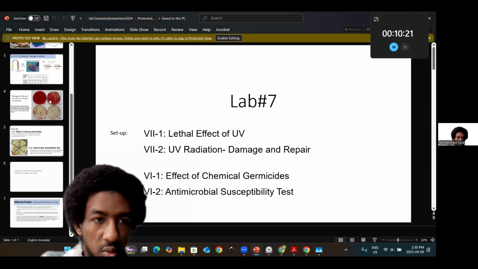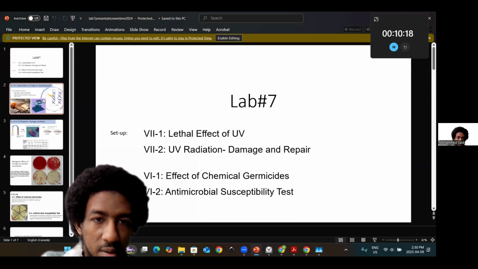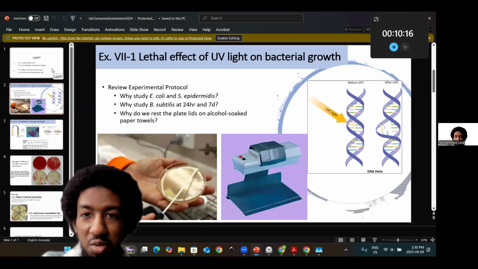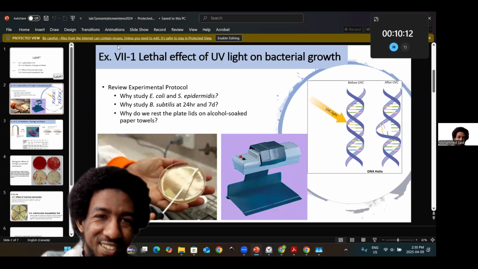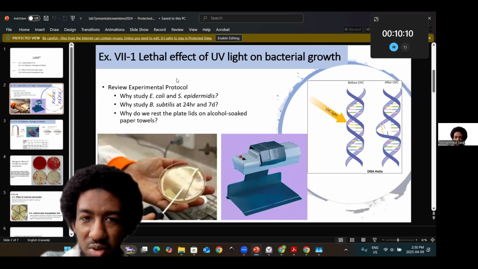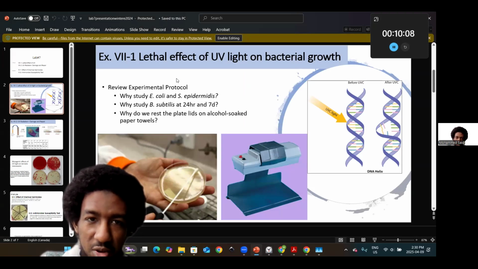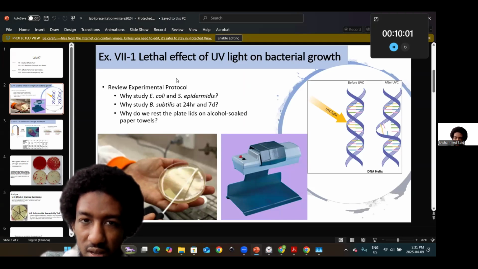Inshallah, let's continue with lab 7. So lab 7 goes into the lethal effect of UV, right? Our FLR, if you recall, right? So we had different sets of bacteria. We had E. coli, we had Staphylococcus epidermidis, we had B. subtilis, or Bacillus subtilis at 24 hours and 7 days.